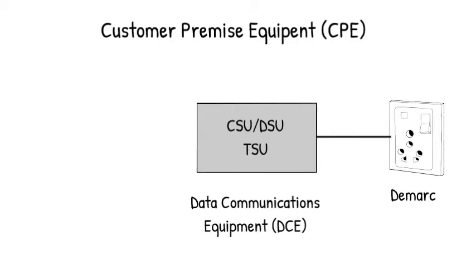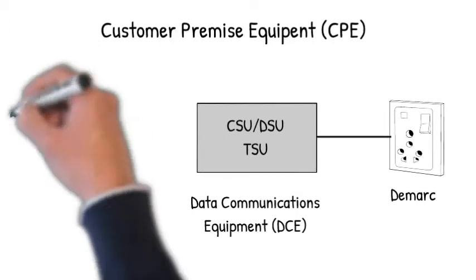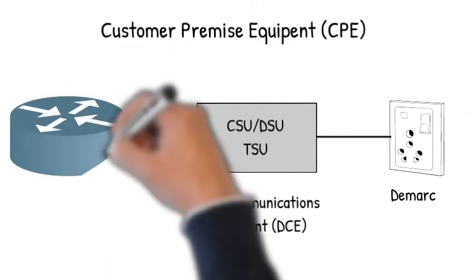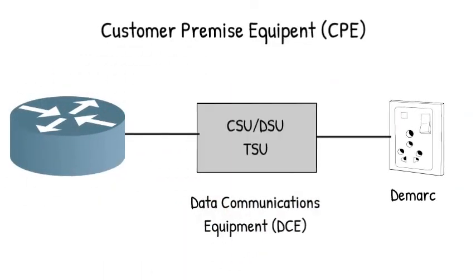Now, the data communications equipment is going to be connected to another piece of hardware, frequently a router or something like that, but the term for it in wide area networking is data terminal equipment, or DTE.